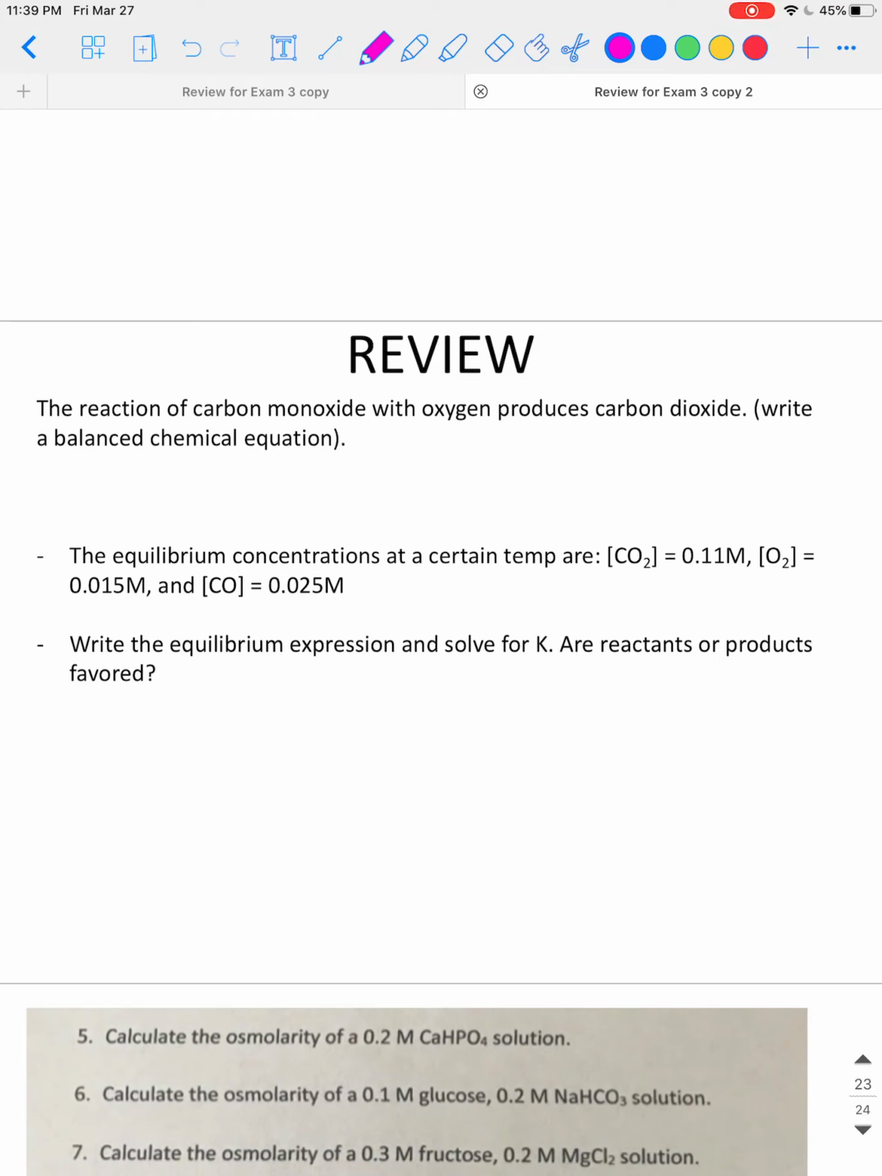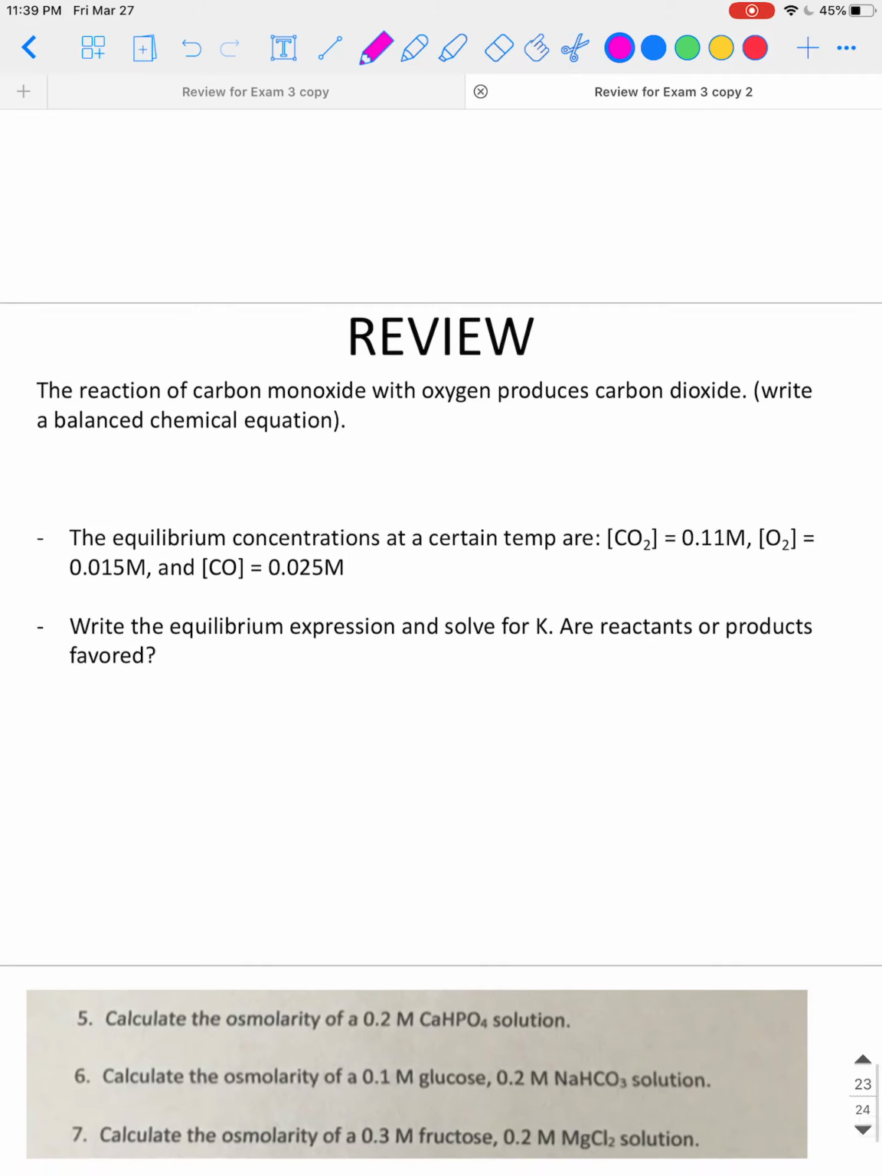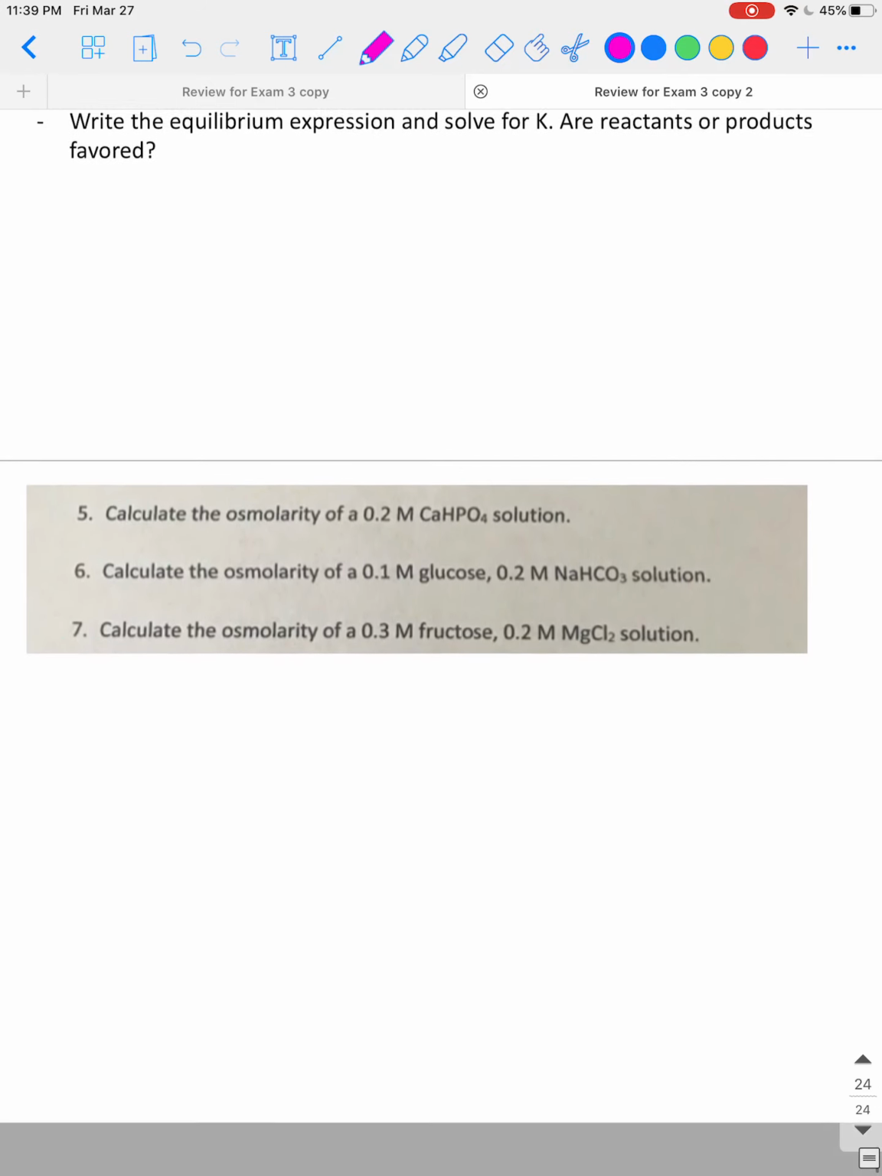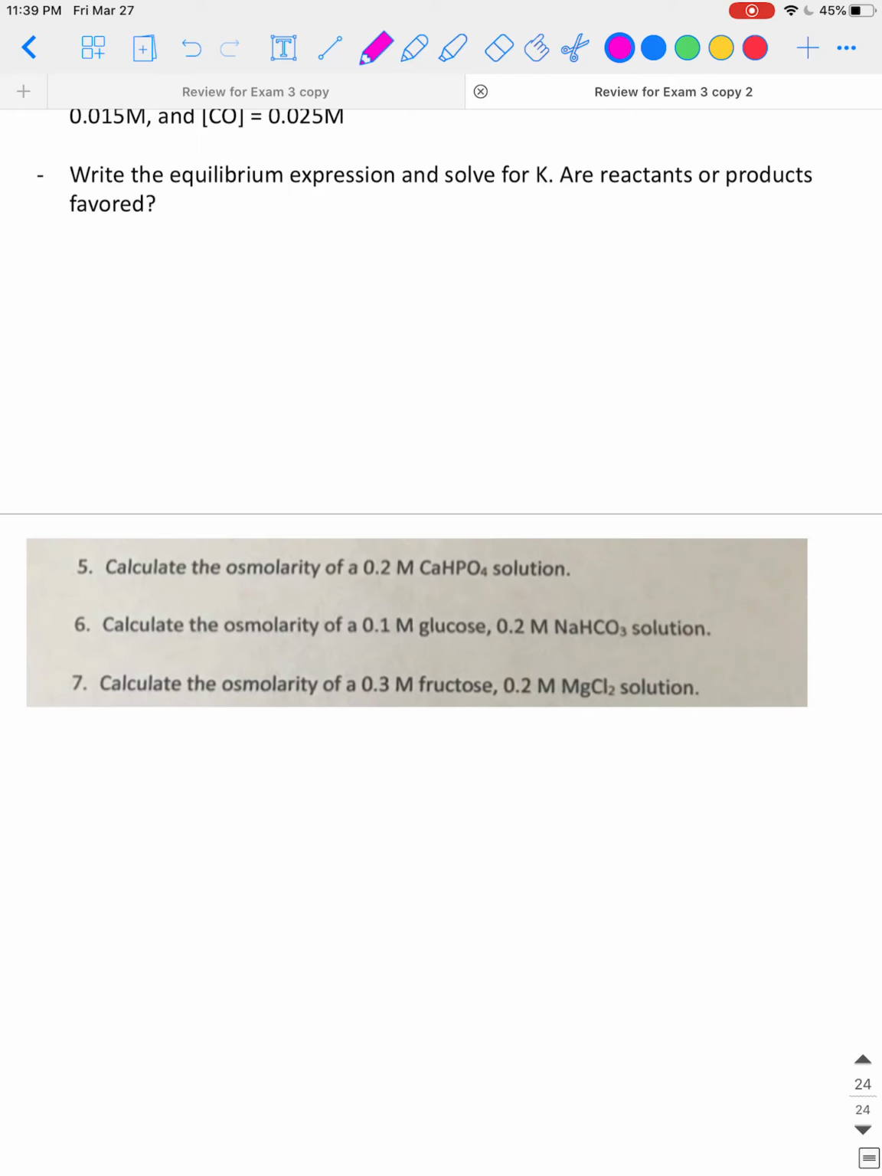Next problem, the reaction of carbon monoxide with oxygen produces carbon dioxide, right? We already did this one. I'm pretty sure we did this. I'm going to skip it. I remember doing that one. It's in a previous video. Okay. Is this it? Last problem. We have reached the end.